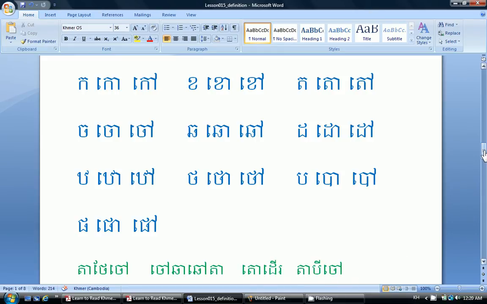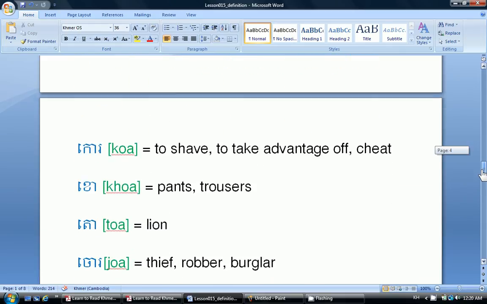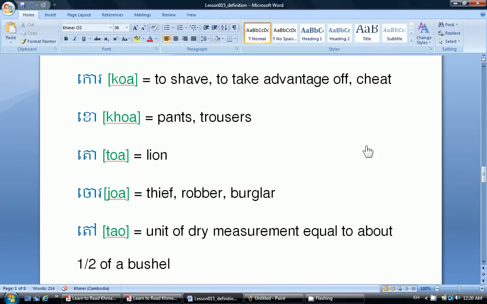Now let's look at some of the vocabularies in this lesson. Okay, we saw the word khaw, which means to shave, to take advantage of, or cheat. Khaw means pants or trouser. Thaw means lion. Chaw means thief, robber, or burglar. Thaw means a unit of dry measurement equal to about 1/2 of a bushel.